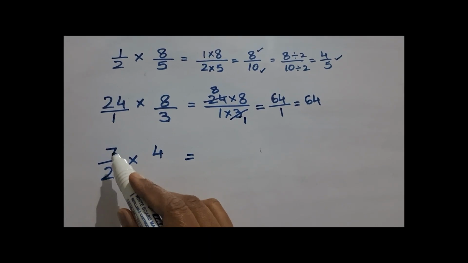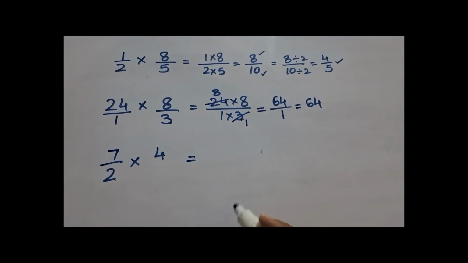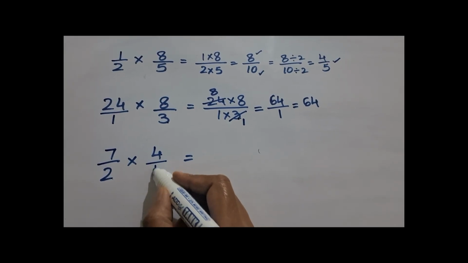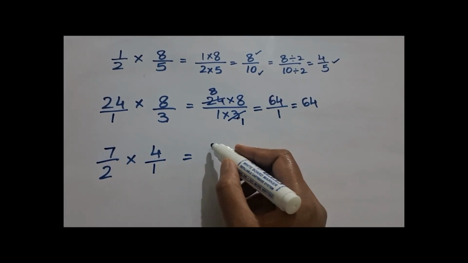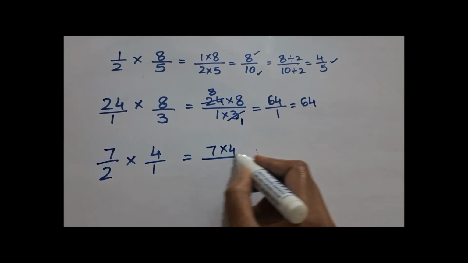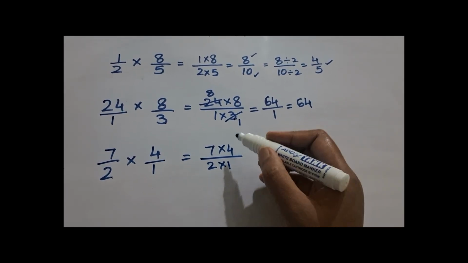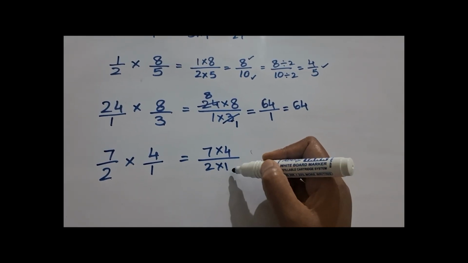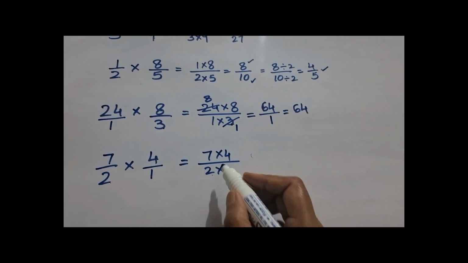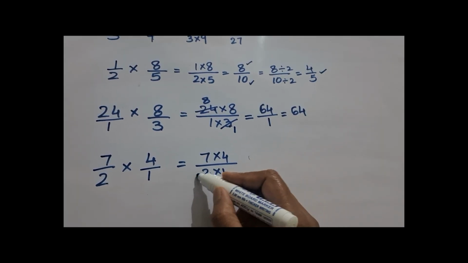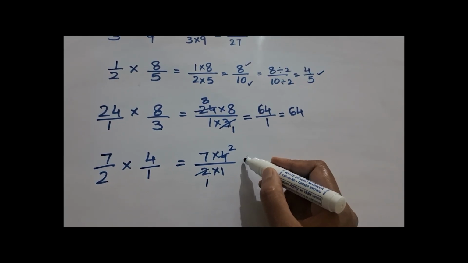The next one, if you see, children, here is 7 by 2 multiplied with 4. 4 can be written in the fractional form by putting by 1. Okay. Now here 7 into 4 will be written in the numerator place, and 2 into 1 in the denominator place. Now here itself we can cancel, children. If any common factor is there, with that factor we can cancel here numbers. Here we can see that 2 and 4 goes into table. 2 ones are, 2 twos are. Okay, children.